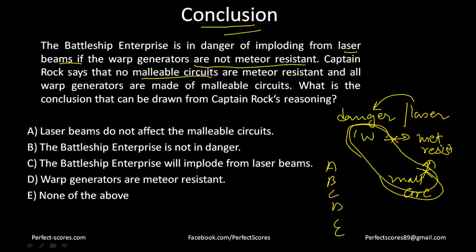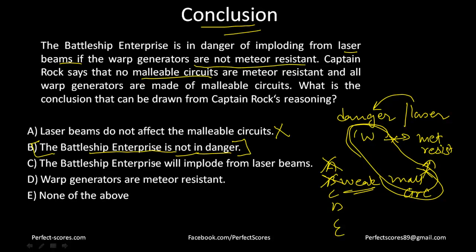Let's go through option A. It says laser beams do not affect the malleable circuits. Now this cannot be concluded from the argument. It's not the answer. B says the battleship Enterprise is not in danger. However, that is opposite to what is actually happening. Because the warp generators are made of malleable circuits, that means the warp generators are not meteor resistant. That means that there is danger. So B is totally incorrect. It is basically a weakening statement, or it is totally opposite to the answer.